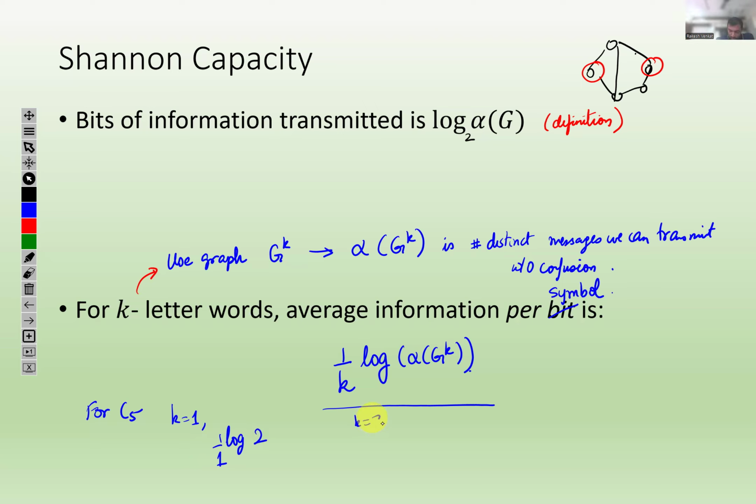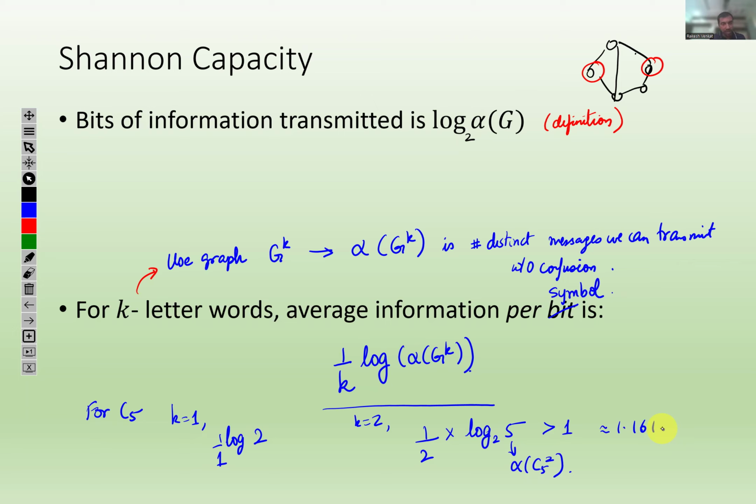For k equal to 2 though, what did we get? 1 over 2 into log of 5, because this was alpha of C5 squared. So by using two symbols, the average information that I'm transmitting per symbol is suddenly higher, because this is greater than 1. It will be approximately 1.161 if you work it out.